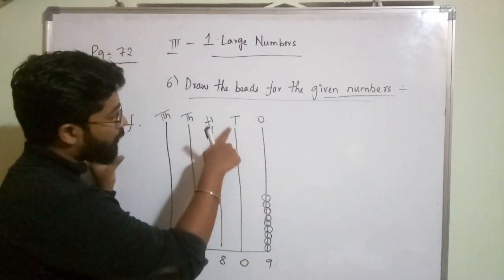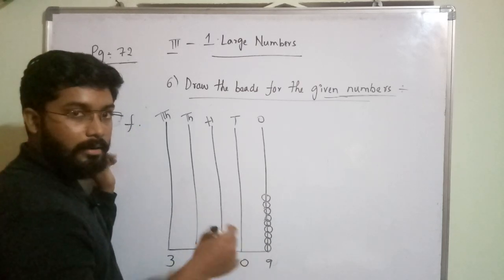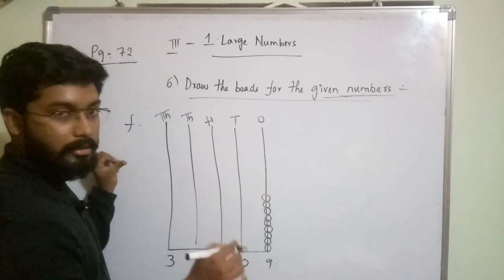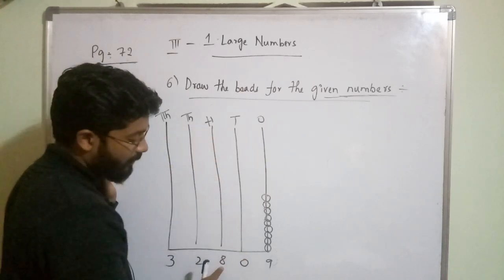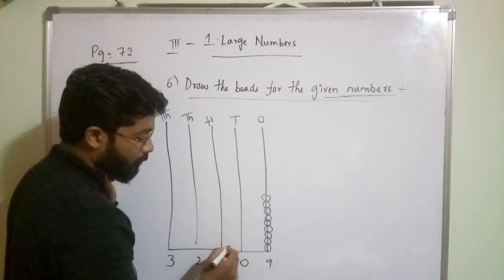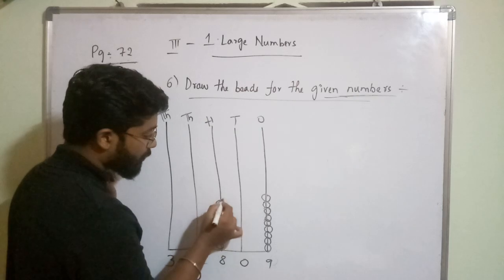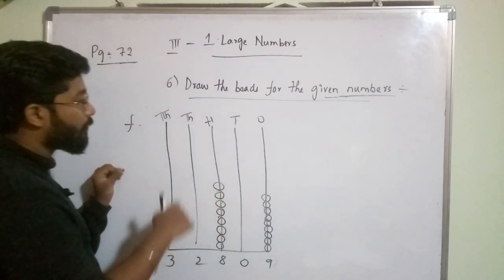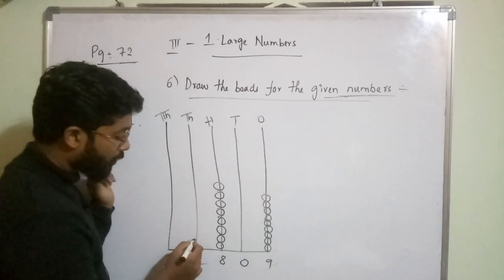Okay. Under the tens rod, which number is there? 0. You have to draw nothing. You should not draw anything. Okay. Under the hundreds rod, you are having 8, no? So what you have to do? You have to draw 8 beads. 1, 2, 3, 4, 5, 6, 7, 8. Okay. Under the thousands rod, it is 2. So you have to draw 2 beads.